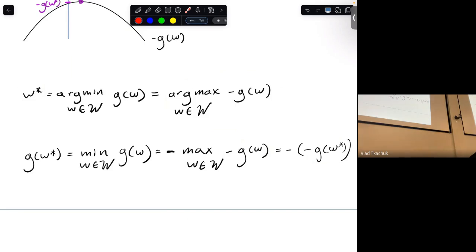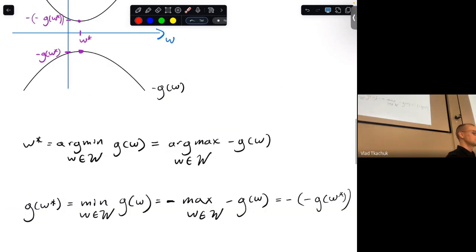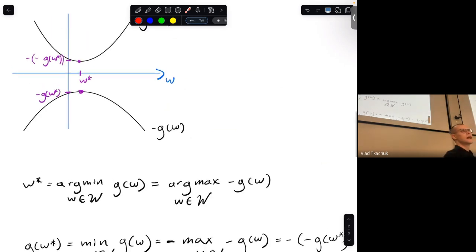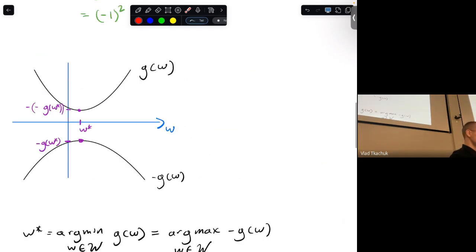Okay, so these are some relationships. Basically, if you minimize something, you can always solve the equivalent maximization problem. If someone says maximize g of w, you'll say, okay, I'm just going to minimize negative g of w for you, and then give you your final answer as the negative value of what I got. Hopefully that clarifies.